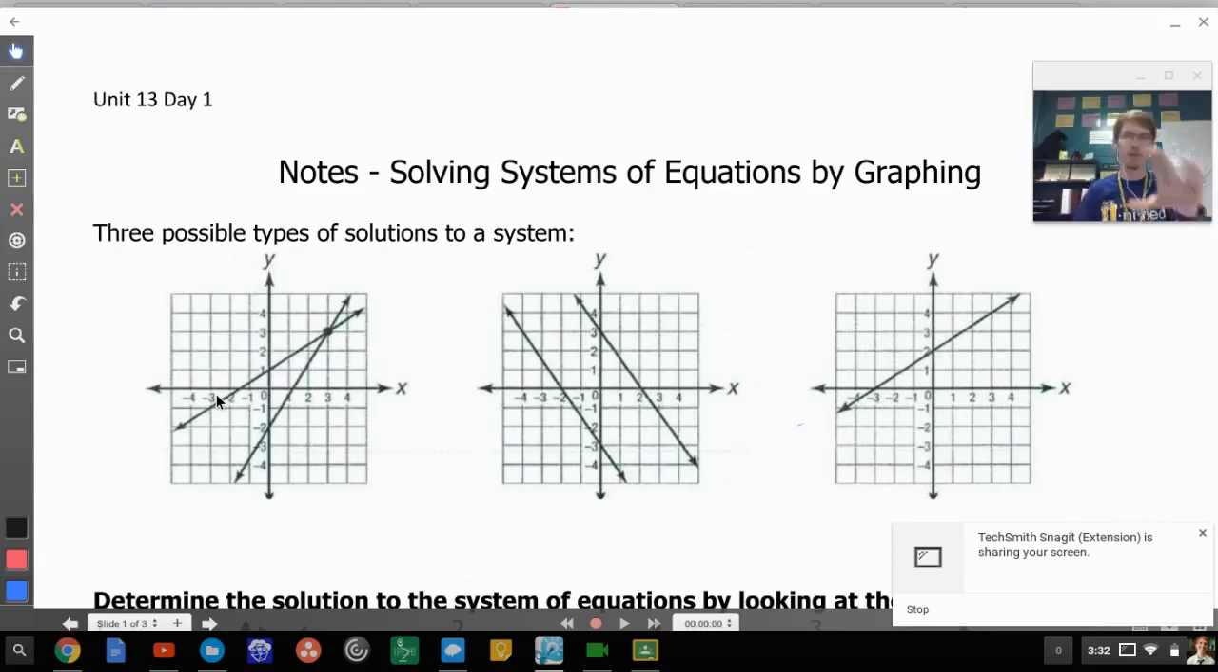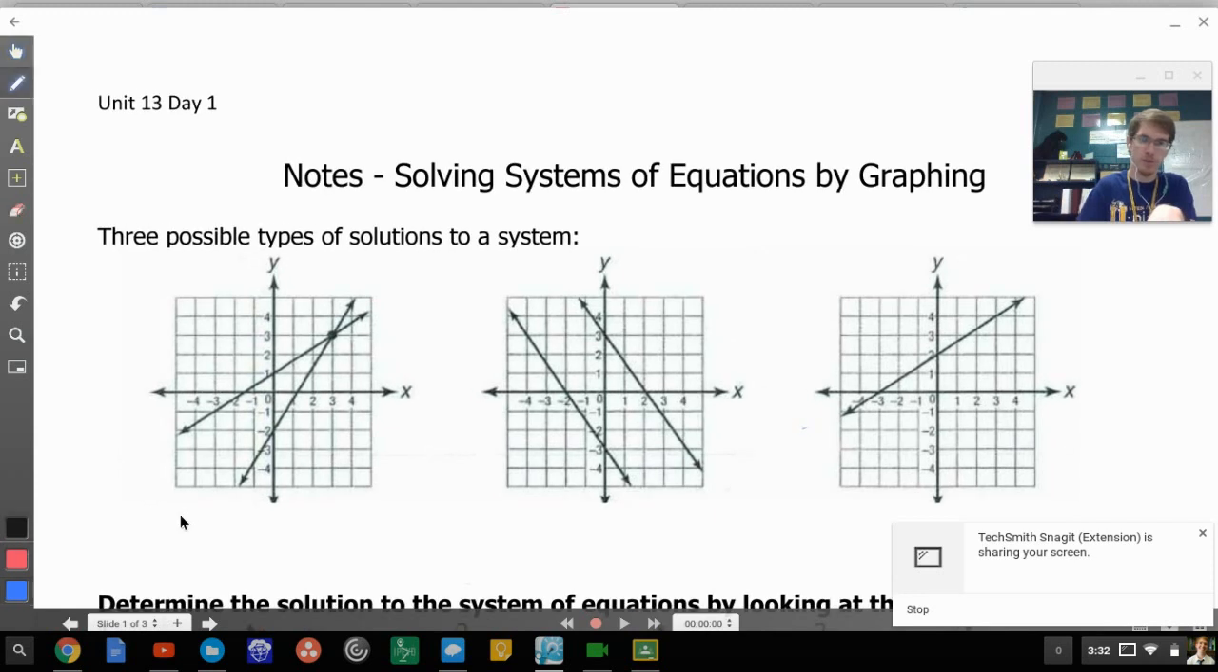Okay, so we have three possible types of solutions to a system. The first is what we have right here: one solution. The solution is this point right here, where they intersect. So it's possible they intersect just once. It's also possible that they are two parallel lines, same slope, so they never intersect, and therefore there is no solution.